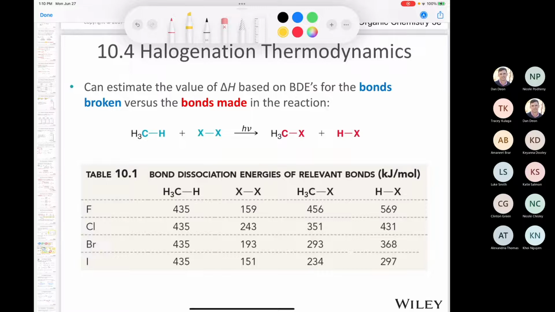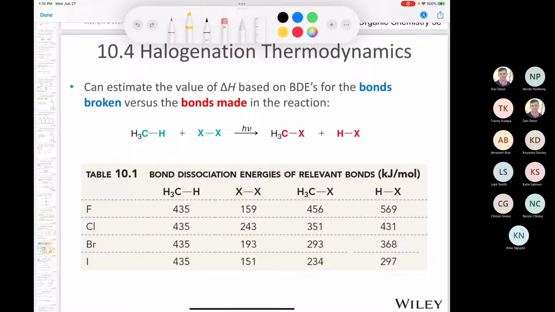On this table, we have the bond dissociation energies for each one of the bonds that can be broken and formed in the halogenation of methane using fluorine, chlorine, bromine, or iodine. You can see that the carbon-hydrogen bond strength in methane, of course, never changes. Then we have the halogens, fluorine, chlorine, bromine, and iodine. We can see that from chlorine going down to iodine, they get weaker, but fluorine is in between bromine and iodine. Then you have the carbon-halogen bond strengths here, and you have the HX bond strength, so HF, HCl, HBr, and HI.